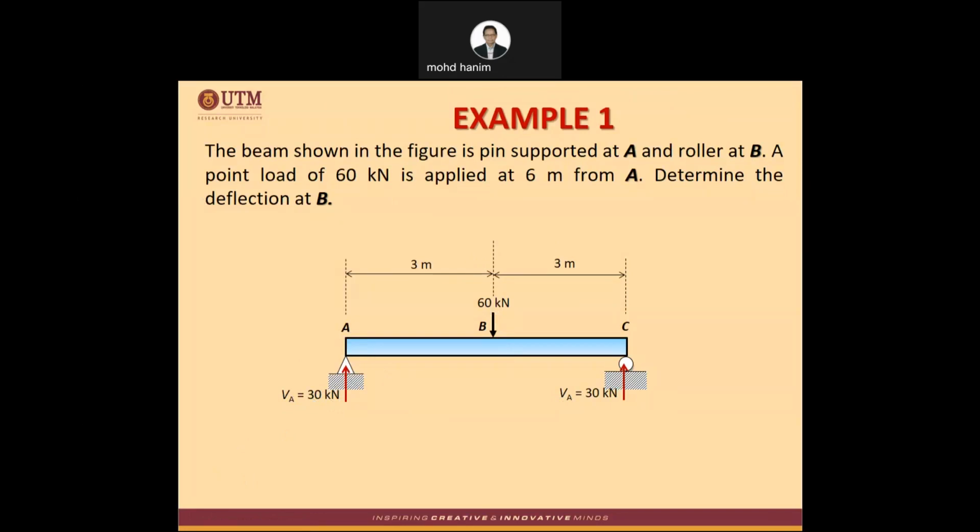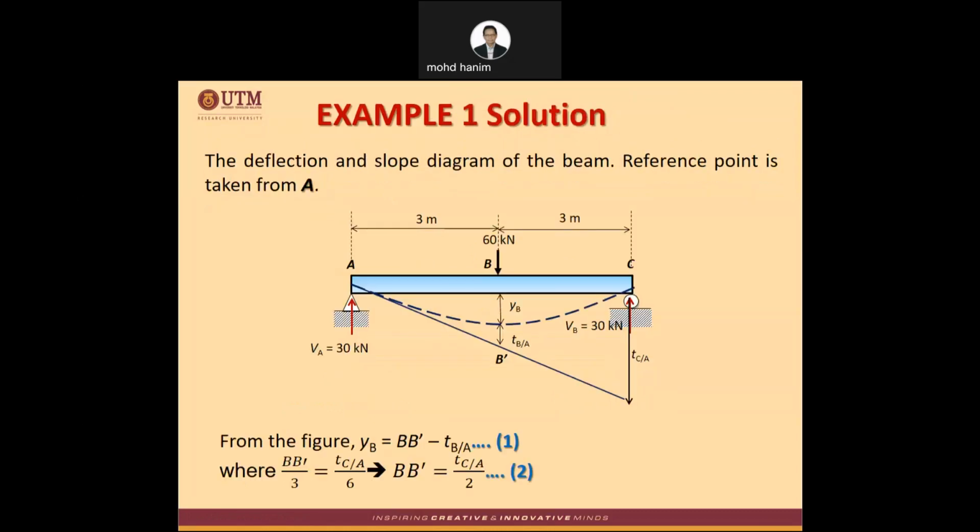Of course, the next stage is to draw the bending moment diagram, because it is the moment area method. But before that, the deflection and slope diagram of the beam. The reference point is taken from A. So what the question asks is to find the deflection at B. Now, we use A as a reference point.